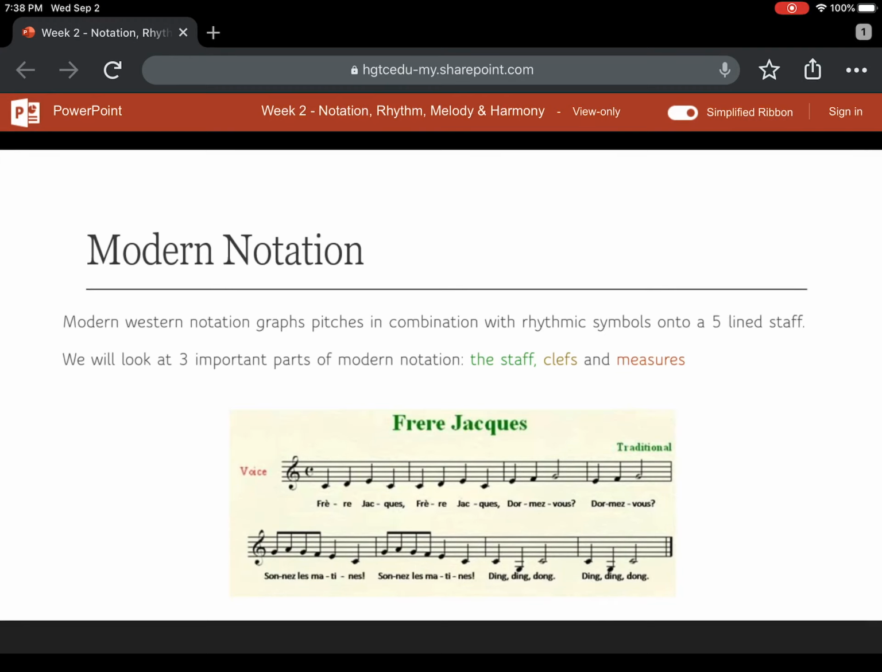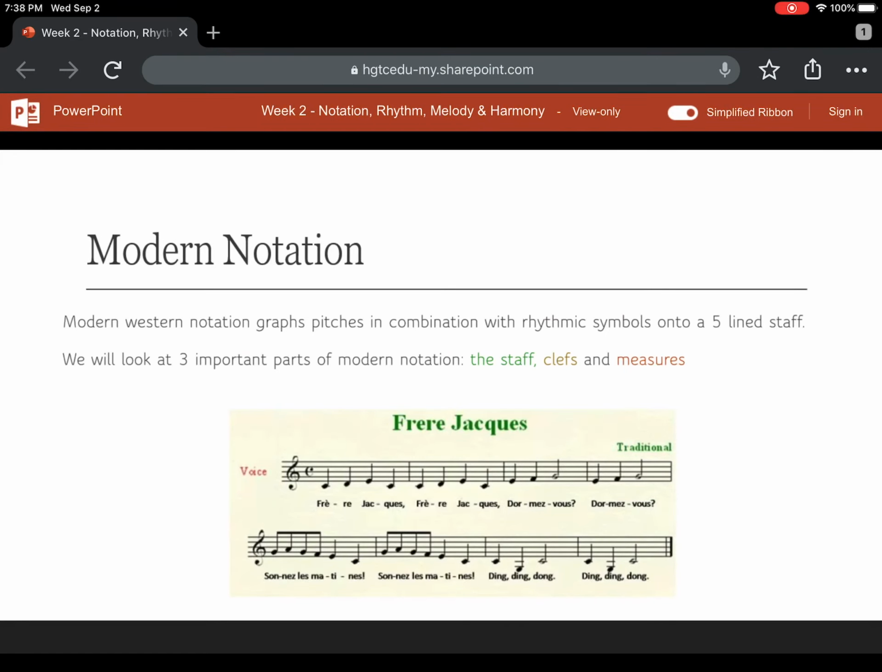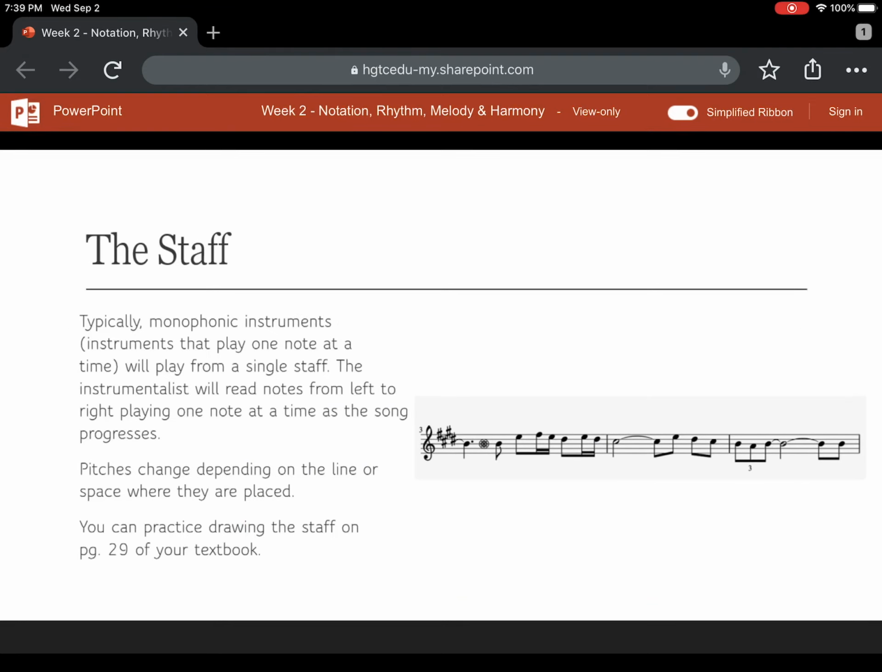Modern notation has a 5-lined staff. So we see back to Guido, how he had his 4 red lines here. When we look over at ours, we have 5 lines. Okay, so it's evolved a little bit, but it looks fairly similar, doesn't it? There's still dots on the lines or on the spaces. We will look at 3 important parts of modern notation. Those 3 important parts are the staff, the clefs, and measures. And so that's what we're going to look at next. But it is important to note that our modern staff, as you can see here, has 5 lines on it, which is different. It evolved a little bit.